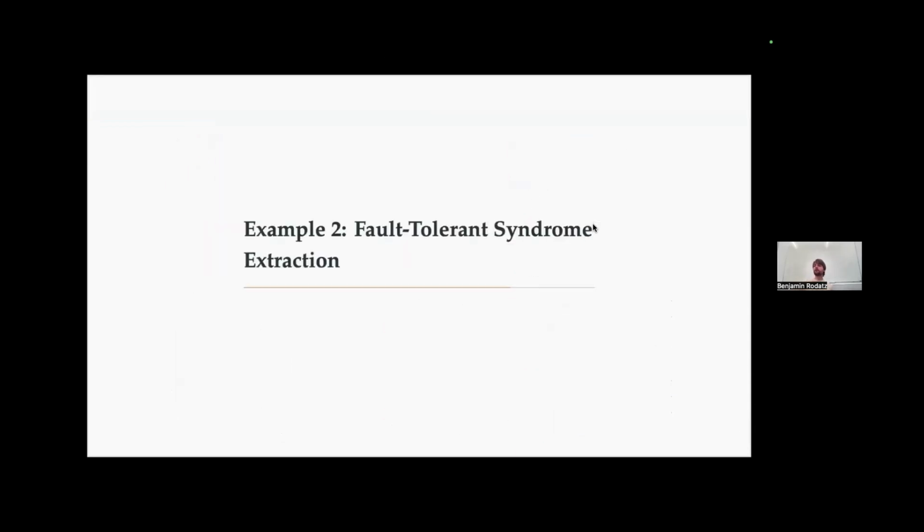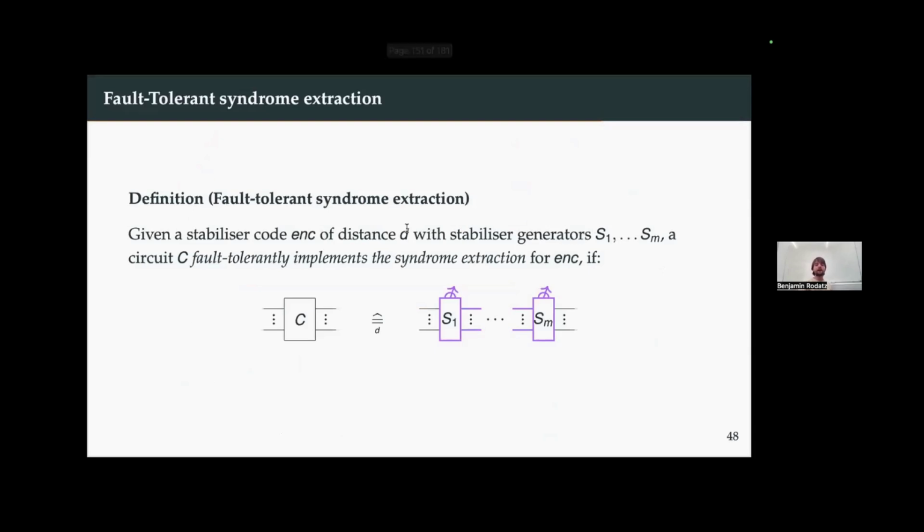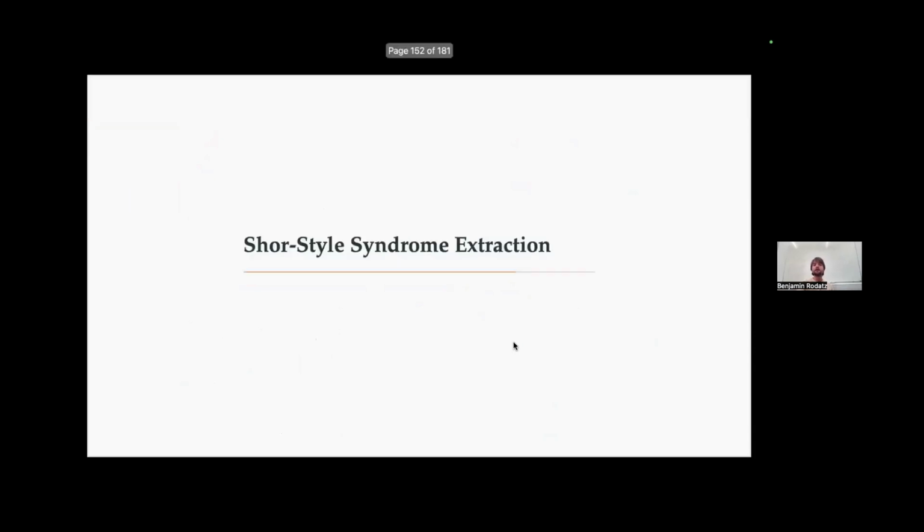Another example where we have applied this framework is for fault-tolerant syndrome extraction. So once again, the problem was that if I have some sort of stabilizer code with a generating set of stabilizers S1 through Sm, I want to find a circuit that is fault equivalent to implementing these measurements fault-free with nothing going wrong in between. Now, this is a difficult problem, but this is a problem people have previously thought about. One solution to this is given by Shor. And we can use our framework to verify the correctness of Shor-style syndrome extraction.